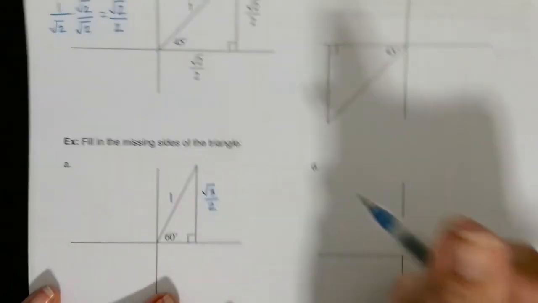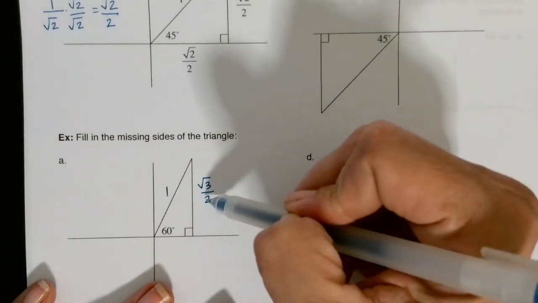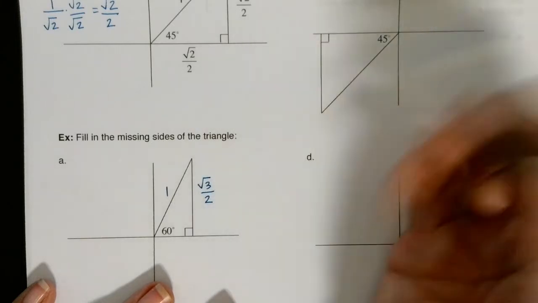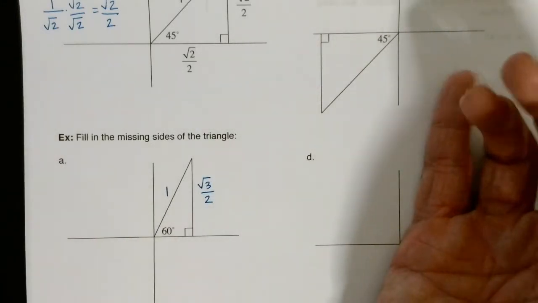One easy way to memorize this: what's 3 times 2? It's 6. 60 and 6. They both have 6's in them. I don't know, I'm just trying to help you out.